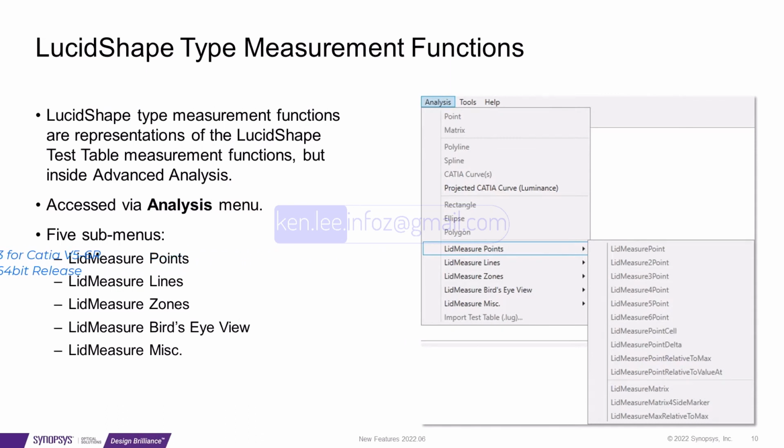Lucidshape type measurement functions are a representation of the Lucidshape test table measurement functions, but inside advanced analysis. And I will go into more details later. You can access the functions via the analysis menu. We will find 5 submenus: lit measure points, lines, zones, bird's eye view, and miscellaneous.